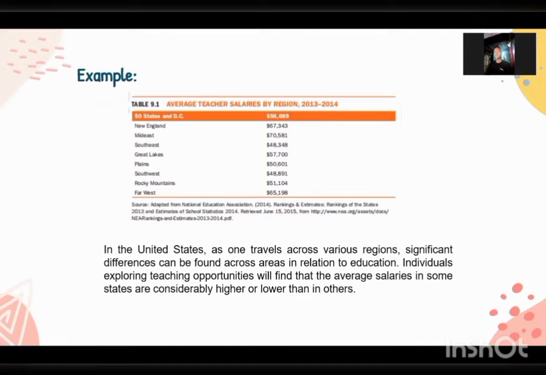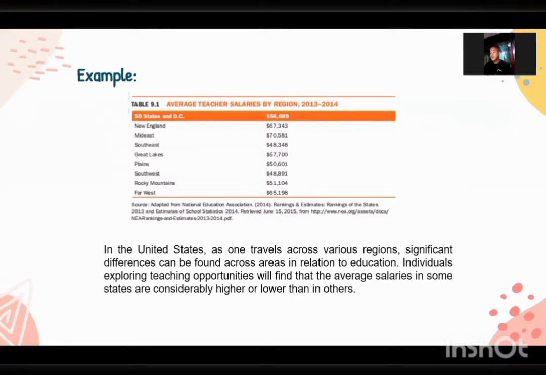So in the United States, as one travels across various regions, significant differences can be found across areas in relation to education. Individuals exploring teaching opportunities will find the average salaries in some states are considerably higher or lower than the others. As we can see in this table, these are the different wages or salaries teachers gained in various specific regions.